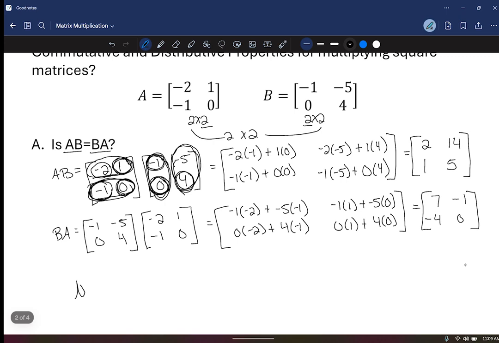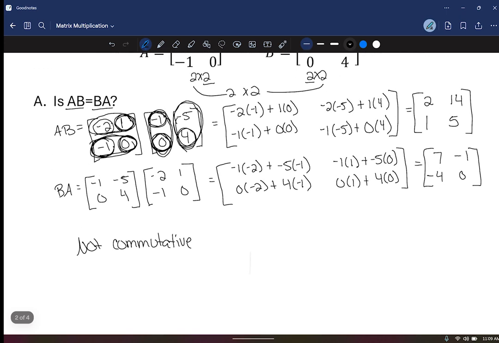So this is not commutative, meaning we cannot multiply it one way and multiply it the other way and get the same thing. It might work out every now and then, depending on what you're multiplying by, but it is not commutative, all right? It's kind of like if we did 2 times 3, that's 6, but so is 3 times 2. That's also 6. That's commutative, but multiplying matrices is not commutative.